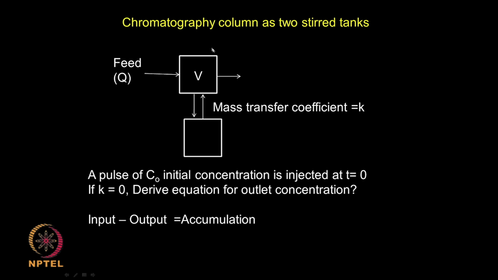So it is like a stirred tank with volume V, and you have a feed and a stream coming out, and there is an input pulse injected with a concentration C naught at time equal to 0. You would like to know what will be the outlet. You have the regular mass balance here: input minus output is equal to accumulation. When K is equal to 0, we are ignoring the entire tank 2.